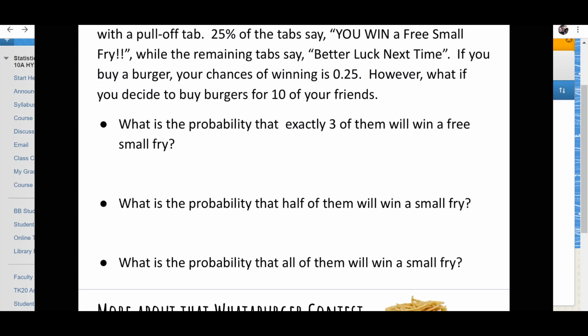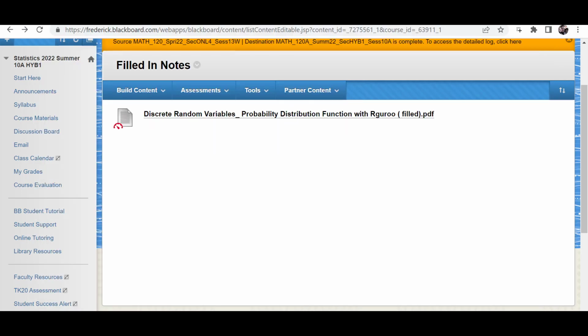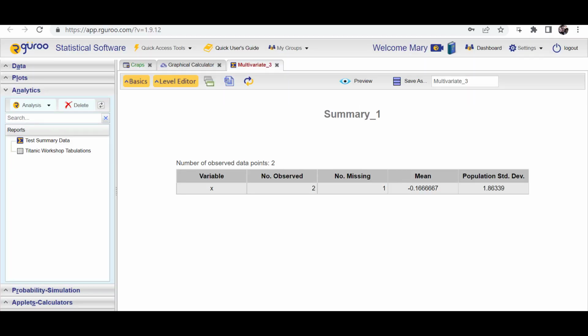Which means we can find the probabilities this way. So it says, what is the probability that exactly 3 of them will win a free small fry? So it's helpful to note a couple things. What is N and what is P? N is 10 trials. And then the probability of a success is 0.25, because you've got a 25% chance of winning. So we're going to go to R Commander, and we're going to put this in. So let me mosey over there.